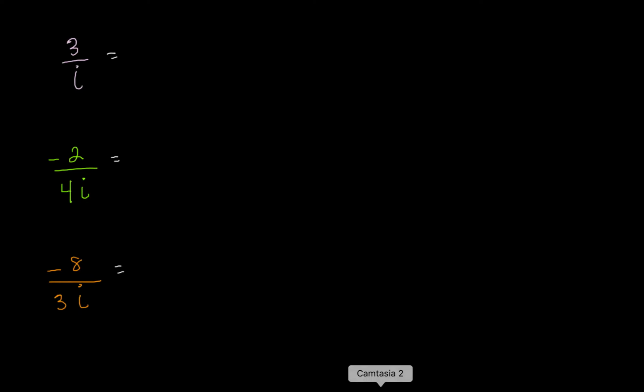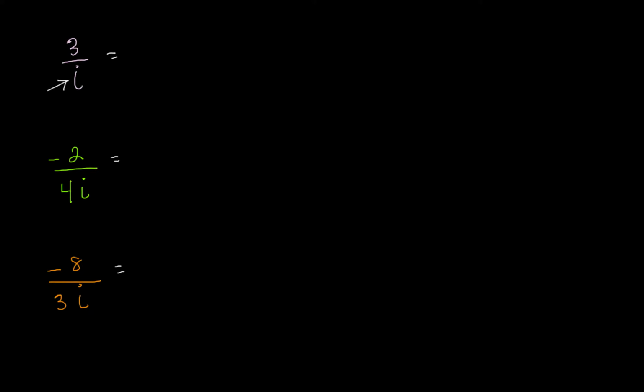Let's talk about some basic division of monomial complex numbers. And by monomial, I mean one term on the top, one term on the bottom. When you divide complex numbers, you have to clear the imaginary number from the denominator. You can't have an I in the denominator.